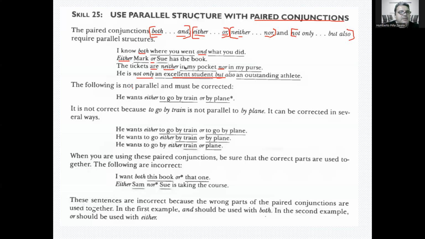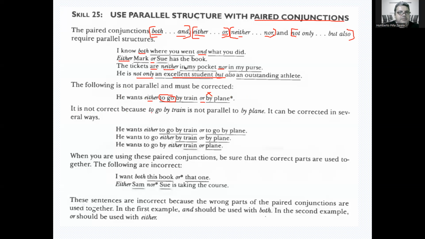Okay, it says the following is not parallel and not correct: He wants either to go by train or by plane. Either and or are okay, but this is to go, that's an infinitive, and here we don't have an infinitive, so that's why this is incorrect. So it should be, he wants either to go by train or to go by plane.